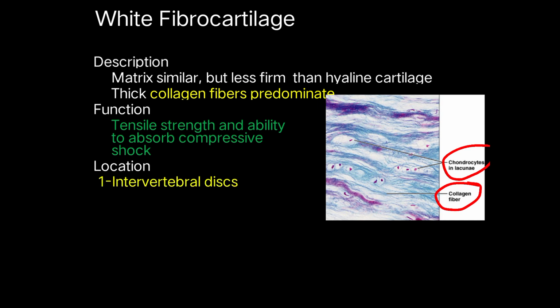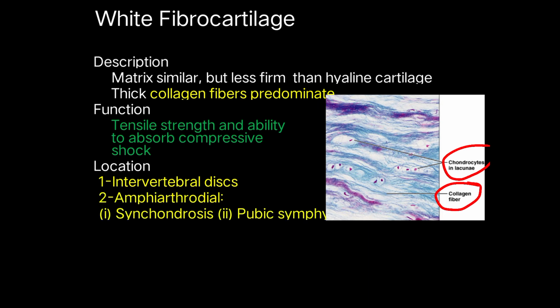With fibrocartilage, it is very important to note that tensile strength and the ability to absorb compressive shock is the primary function, because of the numerous collagen fibers that predominate here. It is found in the intervertebral disc, in between the vertebrae. The next example is the amphiarthrodial joint, meaning a partially movable joint, which includes two types: synchondrosis and pelvic symphysis.